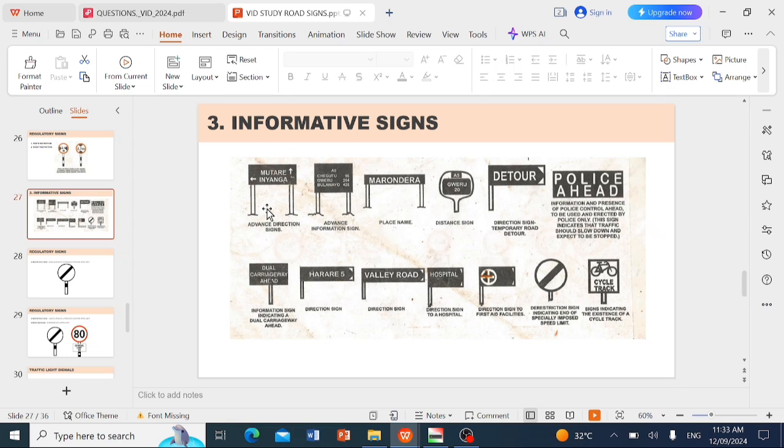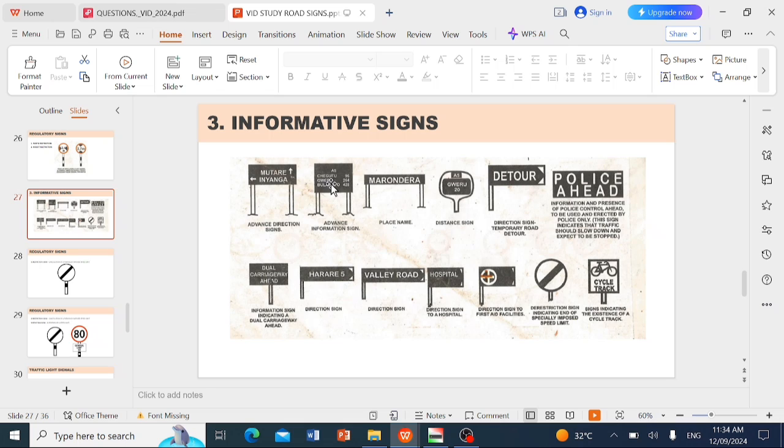So the main purpose of these signs is to inform the driver. They inform the driver of things like the speed, the direction, the distance, and stuff like that. Here we can all note that this one says Mutare, Nyanga. This is just showing the direction that Mutare should go straight, Nyanga should turn left here.